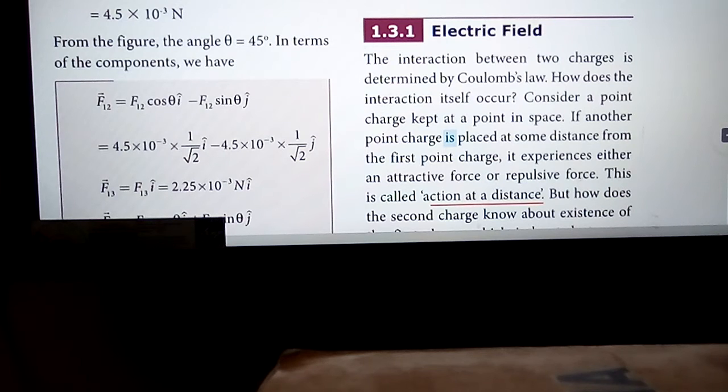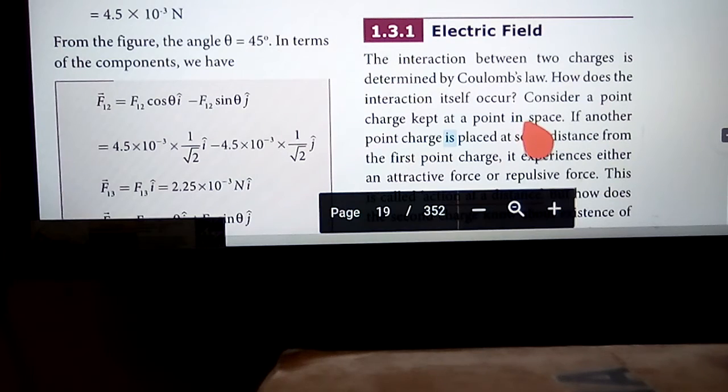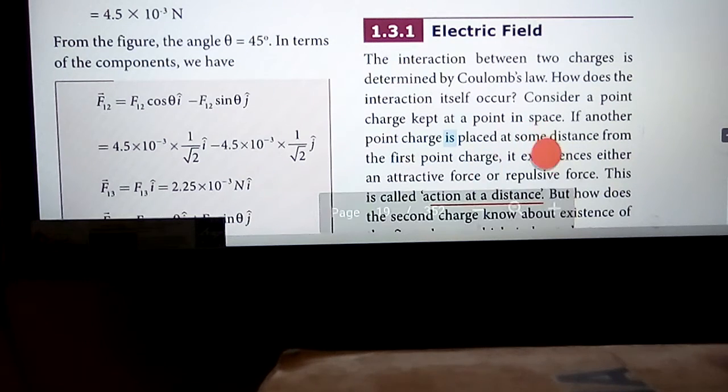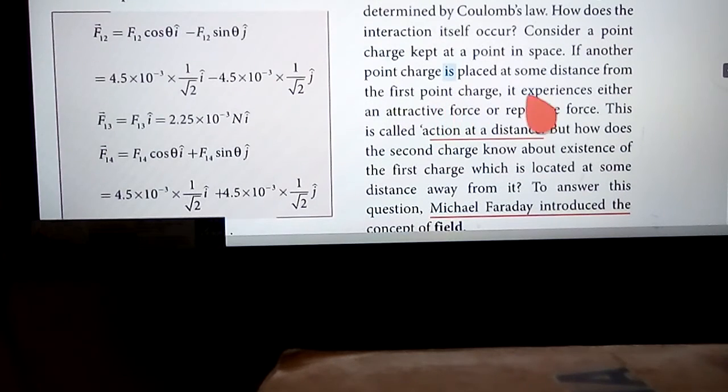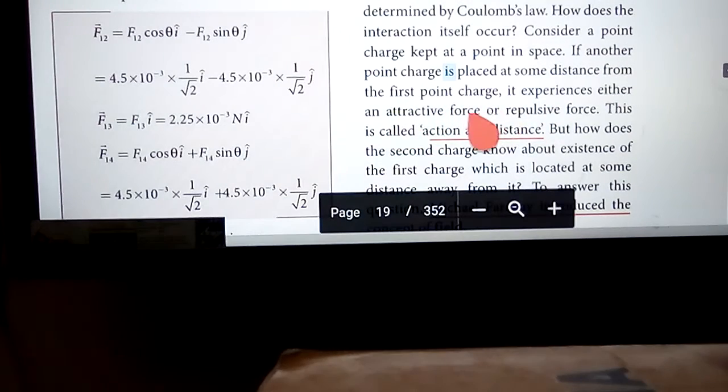First topic, electric field. Before seeing what an electric field is, if you consider a point charge which is kept at a point in space, and if you are bringing another point charge and keeping it at some distance from the first point charge, then it experiences an attractive force or repulsive force, and this is called action at a distance.